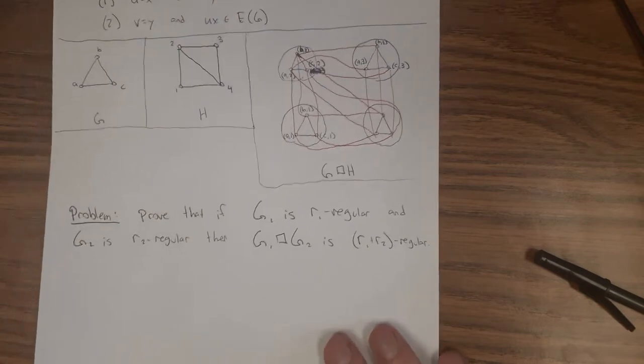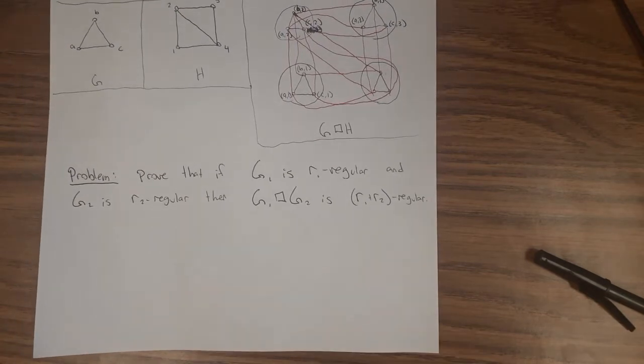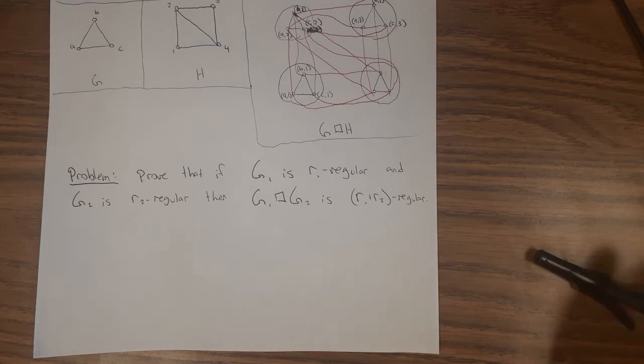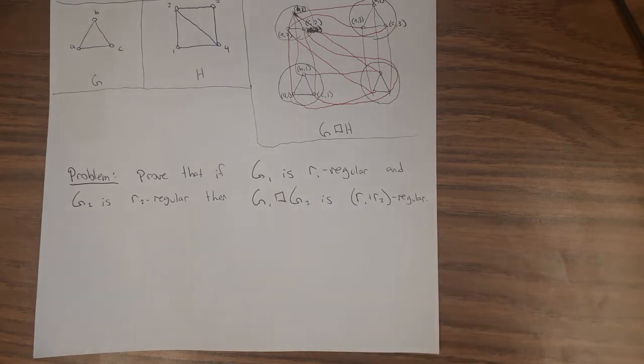So let's prove something about this. This is not an exercise in the book. This is something that I just, well, I'm sure somebody's done this before, but I just kind of made it up. Let's prove that if G1 is R1 regular and G2 is R2 regular, then G1 times G2 is R1 plus R2 regular.